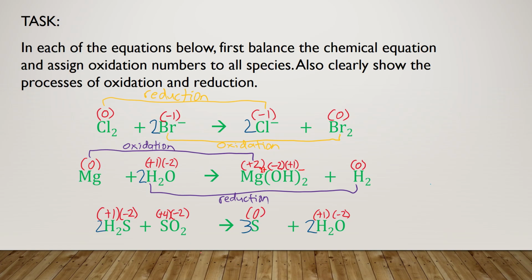Now we can show the oxidation and reduction linking, with sulfur from the hydrogen sulfide showing an increase in the oxidation number from -2 to 0. So that is the oxidation component of this redox reaction. And we've also seen the sulfur go from +4 on the left-hand side to 0 on the right-hand side. So that would be the reduction component of this redox reaction.